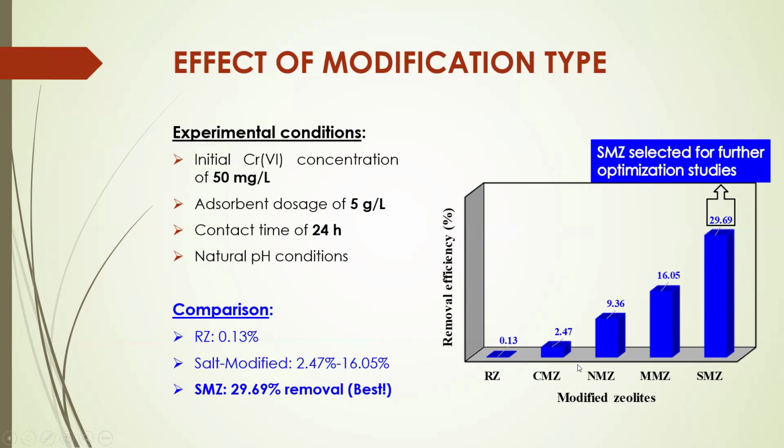Salt-modified zeolites performed better, ranging from 2.47 to 16.05% removal, but the surfactant-modified zeolite, our SMZ sample, achieved almost 30% removal. This was dramatically superior, more than 200 times better than raw zeolite, and significantly better than any salt-modified variant.